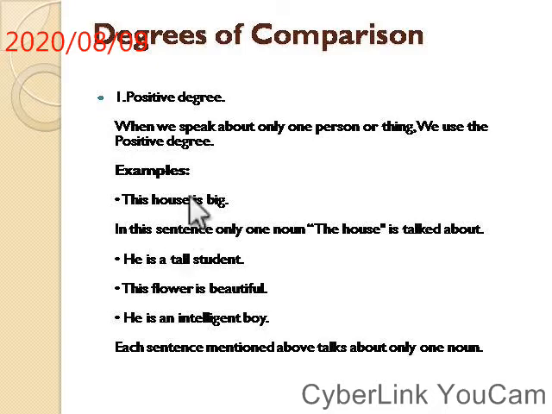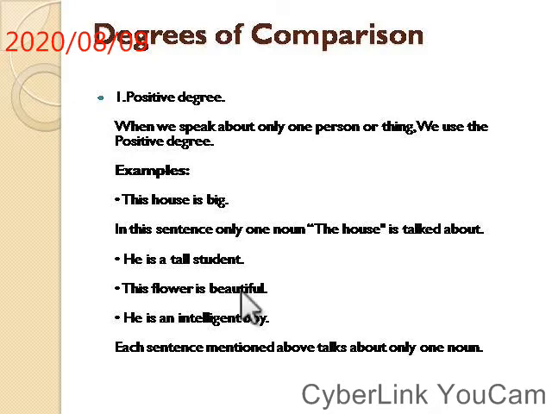The house is big. So there is no comparison here. Only one house. We are calling it big. We are not comparing it with any other house. We are just looking at the house. We are mentioning that the house is big. In this sentence, only one noun, the house, is talked about. So there is no other noun to compare it with.